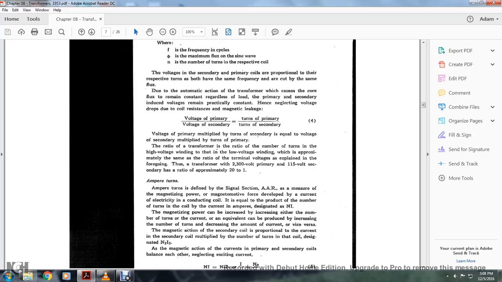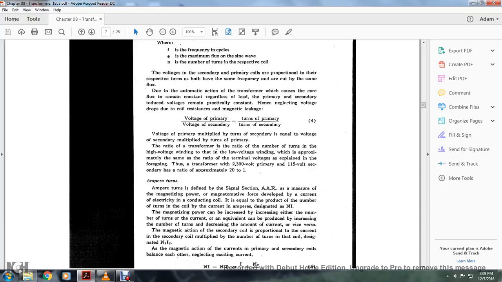The magnetic force can be increased by increasing the number of turns of the current. Equivalent force can be produced by increasing the number of turns and decreasing the amount of current, and vice versa. The magnetic action of the secondary coil is proportional to the current of the secondary coil multiplied by the number of turns in the coil, designated by N2 times I2.